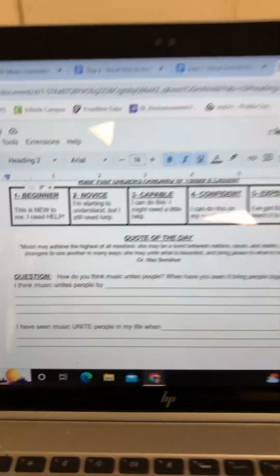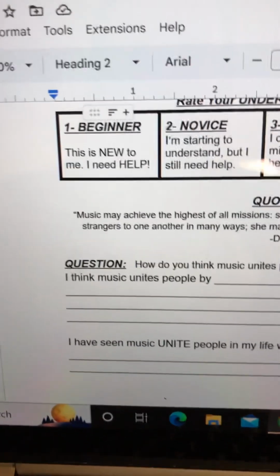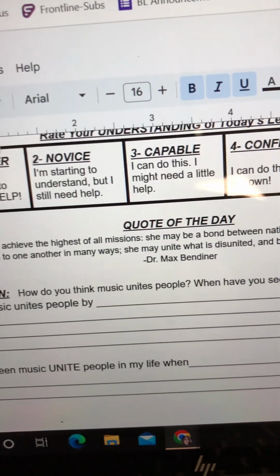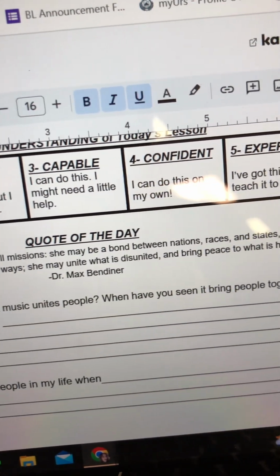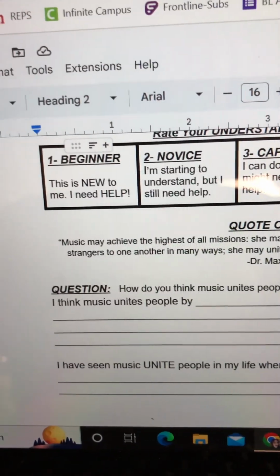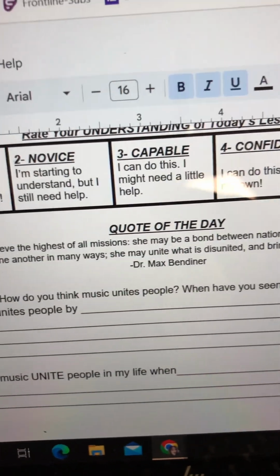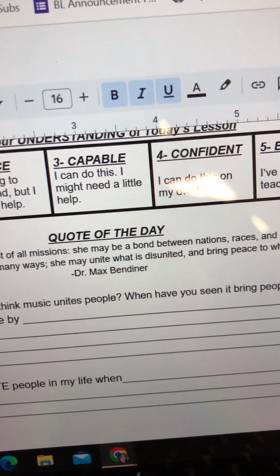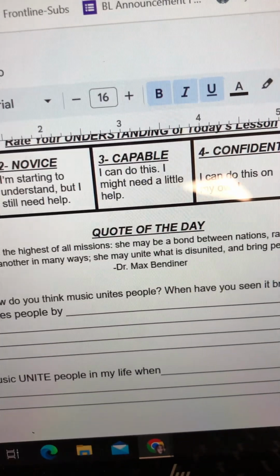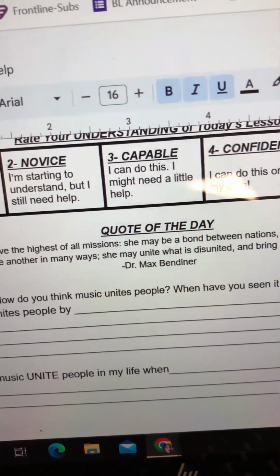And here's the quote of the day. Music may achieve the highest of all missions. She may be a bond between nations, races, and states who are strangers to one another in many ways. She may unite what is disunited and bring peace to what is hostile. And that's by Dr. Max Bendiner.